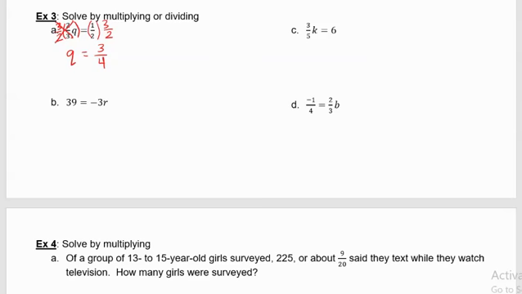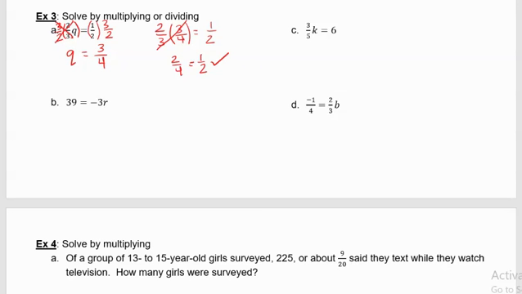Now to check this, I can plug it back in. I get 2/3 times what I had for Q, which is 3/4, equals 1/2. Now, if I look here, these 3's cancel out, and I'm left with 2 over 4. Does 2 over 4 equal 1/2? Yes. So that works. Q equals 3/4.